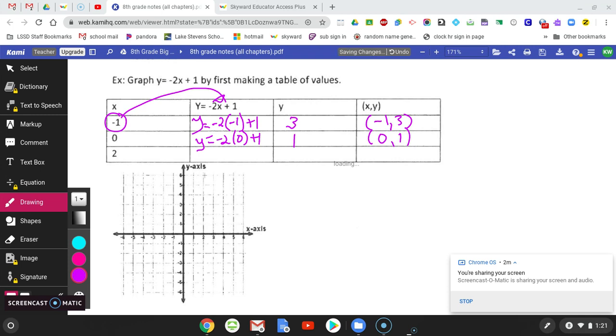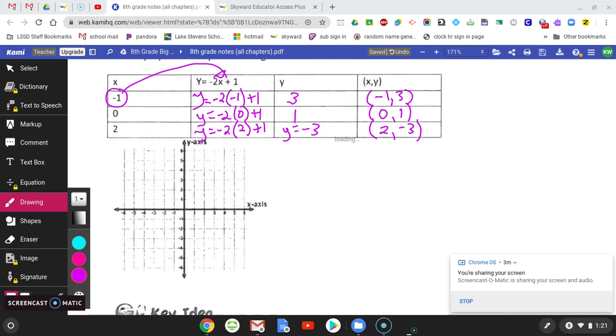And when I plug in my 2, I have y is equal to -2 times my x value, which is now a 2, plus 1. So I have y is equal to -2 times 2 is -4, plus 1 is -3, which is the coordinate point 2, -3. So then I can graph each of those points. So -1, 3 means left 1 and up 3. 0, 1 means left or right, none, and up 1. And 2, -3 means right 2 and down 3.